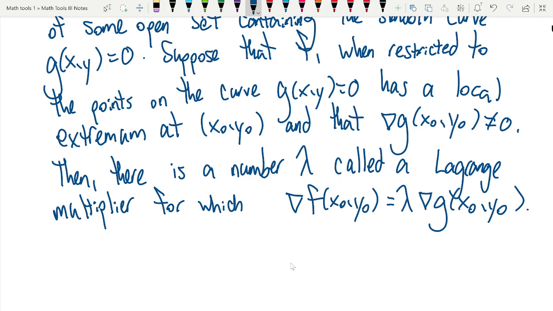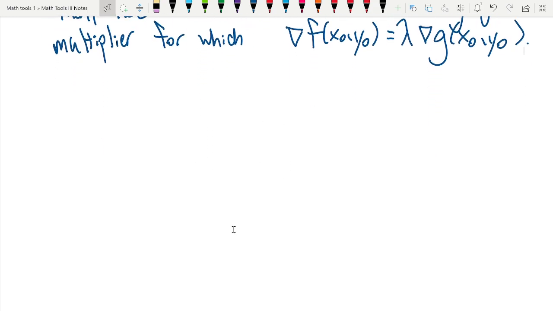All right, so now, that's nice that there's this number here. This number is relating the gradient of f to the gradient of the constraint g. But how do we put this together and then solve for what that point x0, y0 is, right? That's what we're interested in. We're interested in finding that local extremum. So how do we find it now? I'll write out the method here.